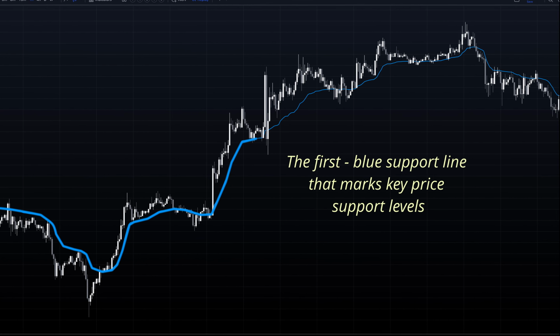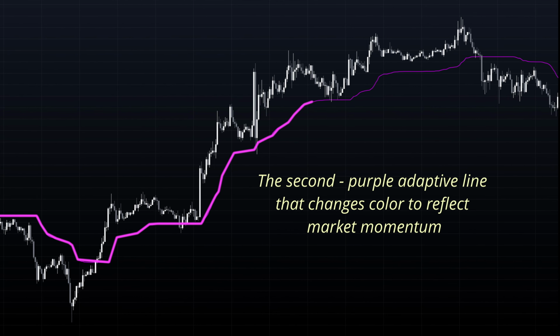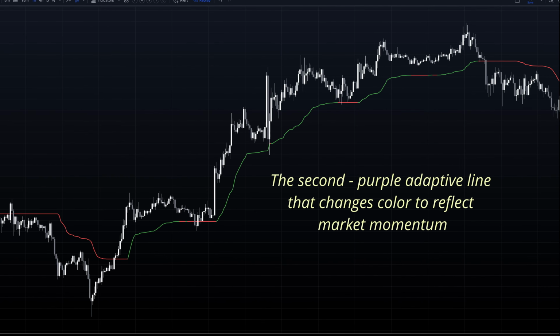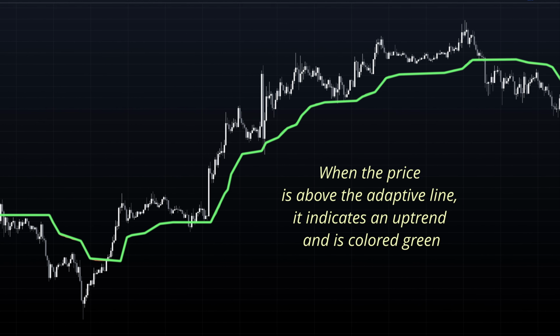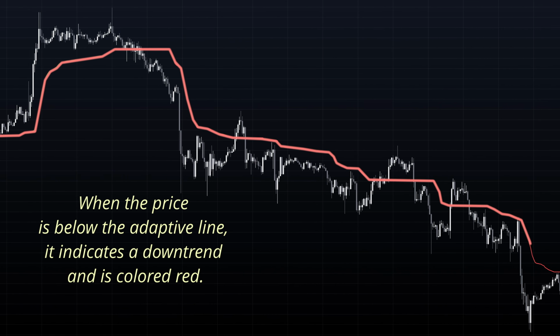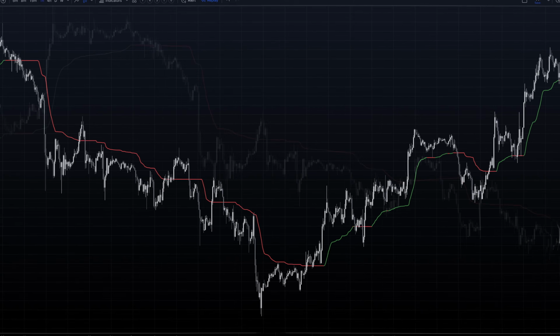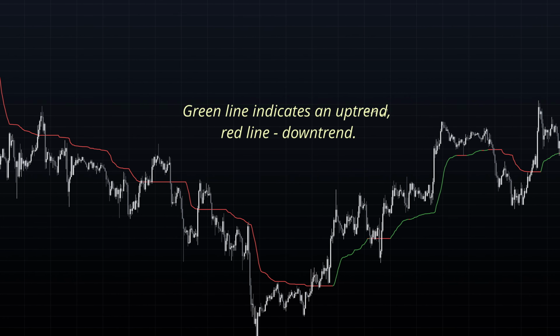The first is a support line that highlights key levels of price support. The second is an adaptive line that changes color to reflect market momentum. When the price trades above this adaptive line, it signals an uptrend. Conversely, trading below it indicates a potential downtrend. The line's color alternates between green and red, offering visual cues about market direction.